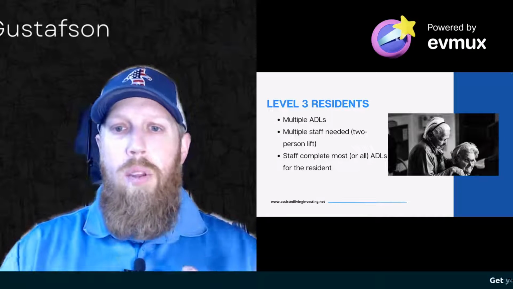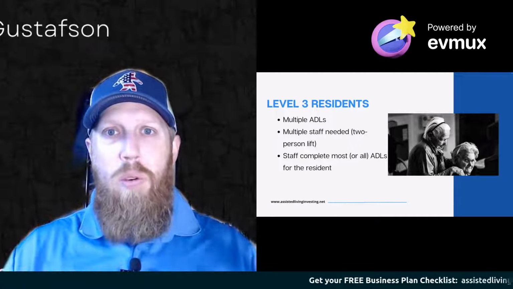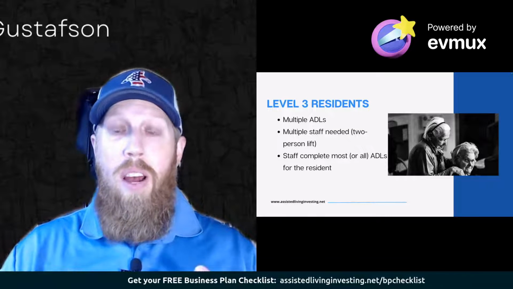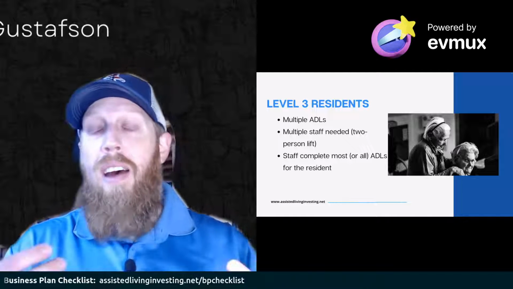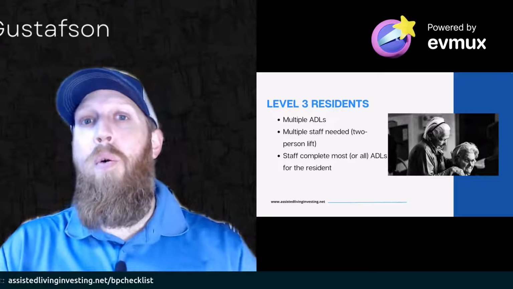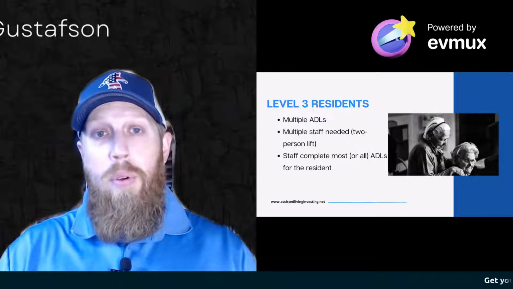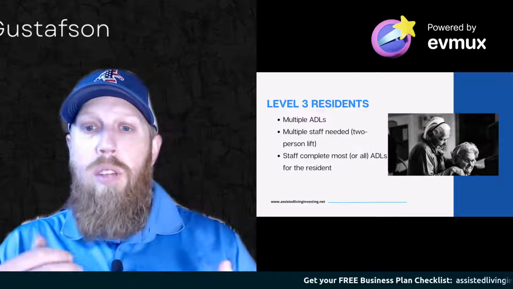Now let's get into a level 3. As a whole, a level 3 resident needs help with multiple ADLs. But in here, you might need to have two people there. Let's say they have trouble getting out of bed, or they've fallen and they can't get up, and you need to have two people there to lift them. This is what is called a two-person lift. So you're doing those types of things.